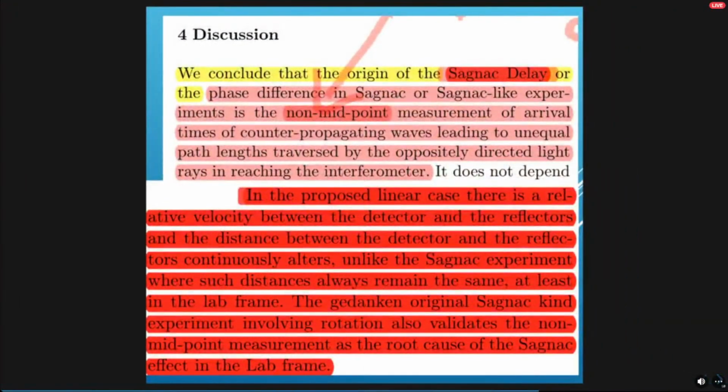So here we have the conclusion to the paper. We conclude that the origin of the Sagnac delay, or the phase difference of the Sagnac or Sagnac-like experiments, is with respect to the non-midpoint of the measurement: the arrival time difference of the counter-propagating beams leads to an unequal path traversed by the oppositely directed light rays of the interferometer. So no, the distance that makes the prediction derived in the lab frame will measure exactly the same on the rotating platform. So a hypothetical observer in there can't invoke absolute space as a change in comparative distances for the electromagnetic propagation between the two observers.